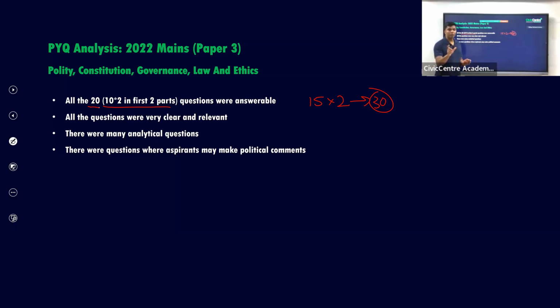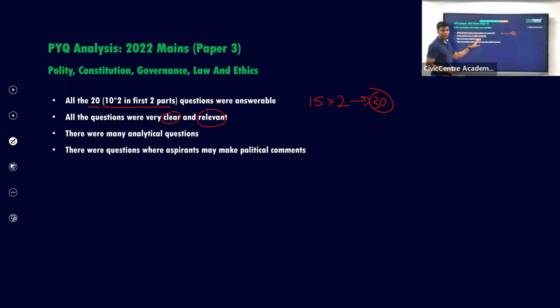There is no particular topic about which you don't know anything. For example, if they had asked about the National Judicial Appointments Commission, NJAC, you might not know. Such a particular question was not there. It was very, very simple, and it was as such from the syllabus. All the questions were very clear and relevant.